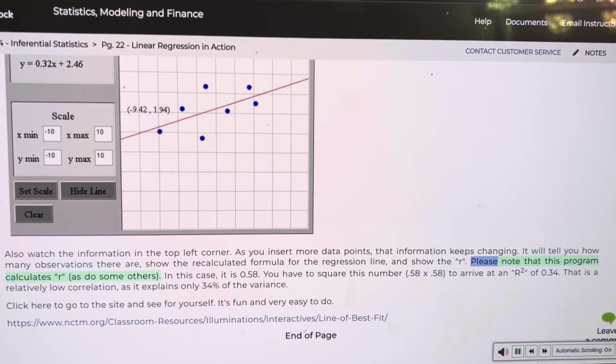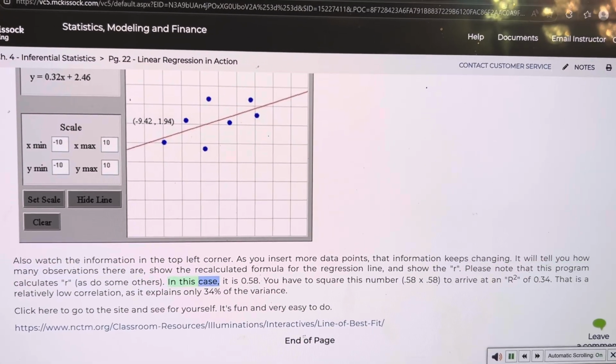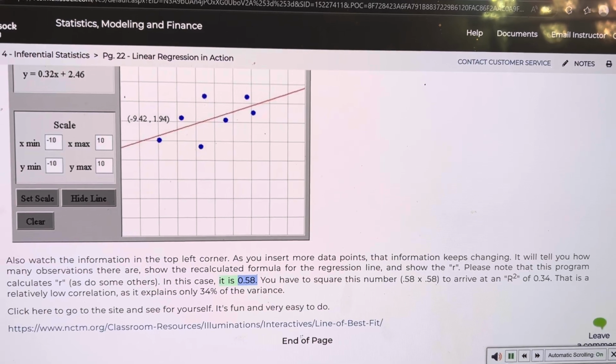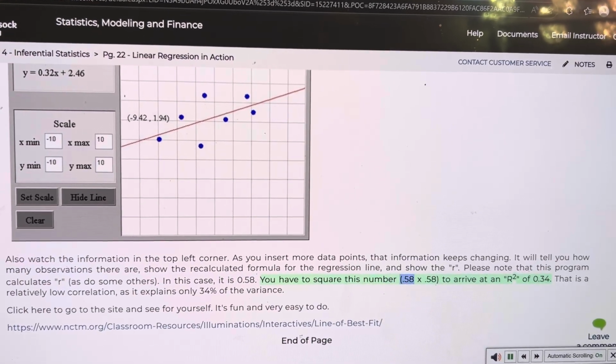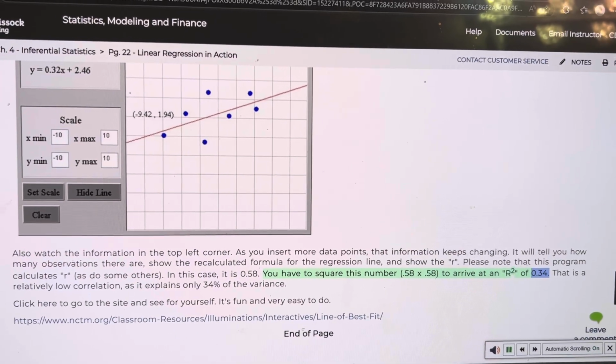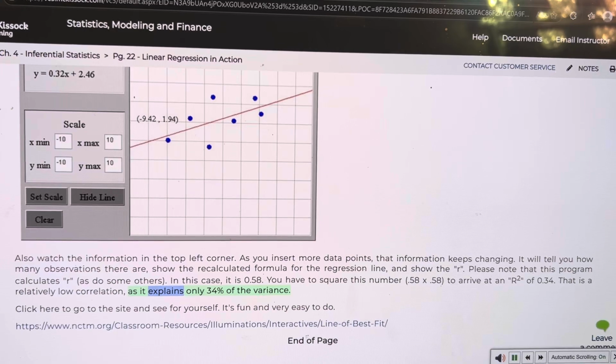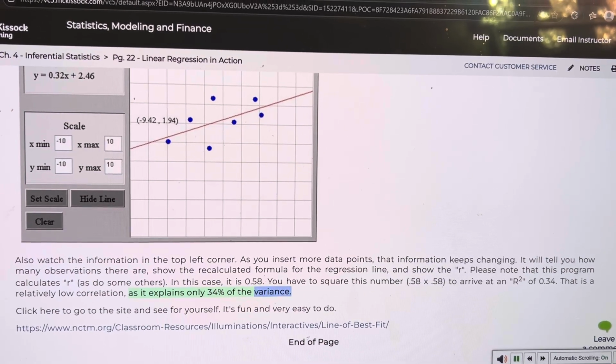Please note that this program calculates R, as do some others. In this case, it is 0.58. You have to square this number, 0.58 times 0.58, to arrive at an R2 of 0.34. That is a relatively low correlation, as it explains only 34% of the variance.